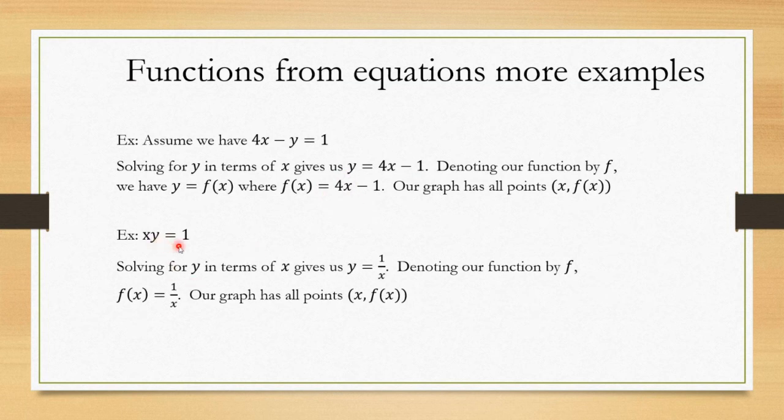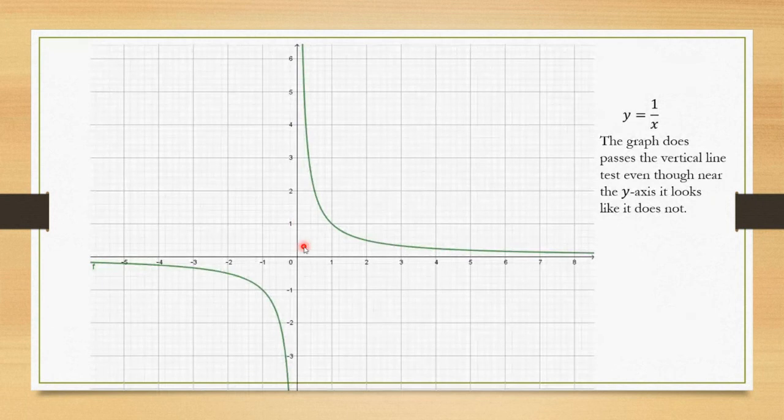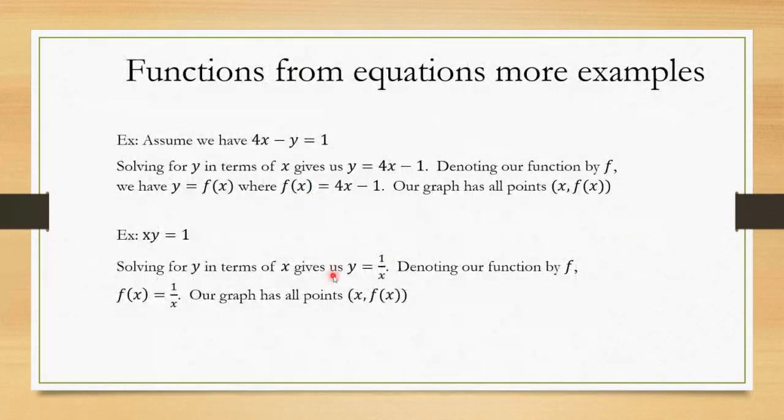Here's another one, x times y equals 1. Now, does this define y as a function of x? It turns out it does. I did show the graph of this before, which is also over here. Now, I know it's a little tricky to see as you get close to the y-axis. This does pass the vertical line test. So we have y as a function of x.